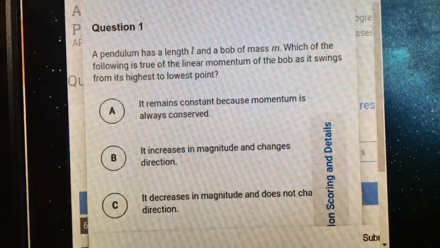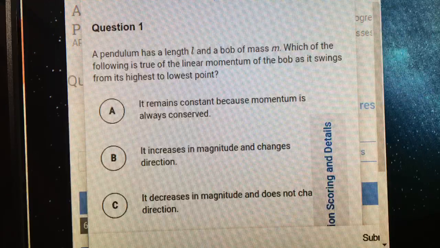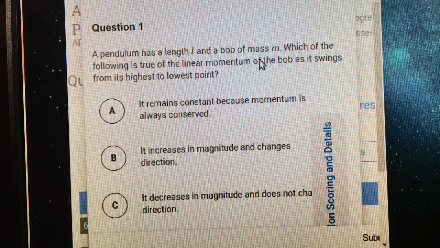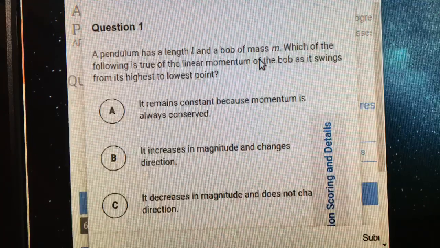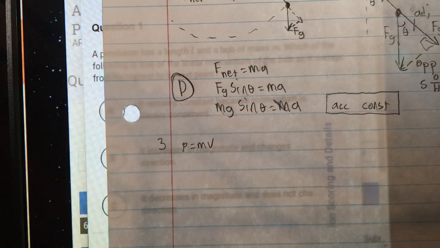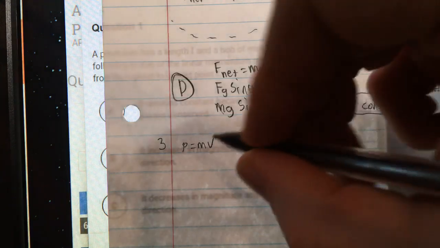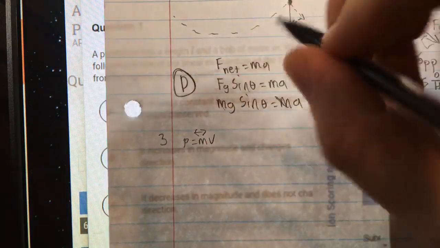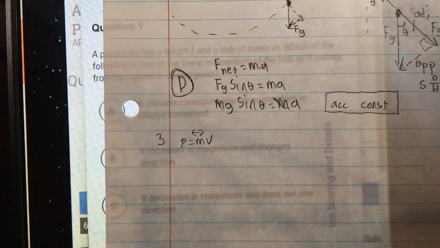Alright, so what's happening to momentum as the pendulum moves? Whenever we break this down, we know momentum is mass times velocity. Momentum, mass times velocity. So the mass isn't changing. But what's happening to our speed?